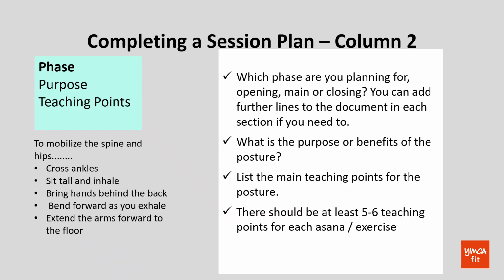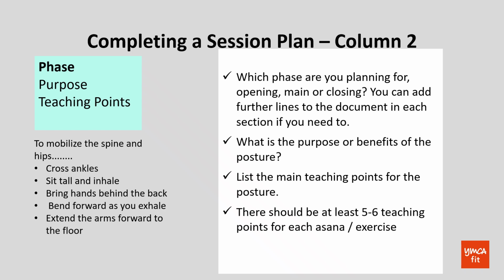Now we look at the second column, and you see here in blue it asks for the phase, and next to that, if it's the opening phase, you'd write opening next to it. If it's the main, you'd write main, and if it's ending and closing, you'd write ending and closing. It asks for the purpose or the reason, the benefits, and then for the teaching points. So underneath you'll see the purpose or the reason for doing that exercise or group of exercises is to mobilise the spine and hips. We're referring to the postures we talked about in column 1.